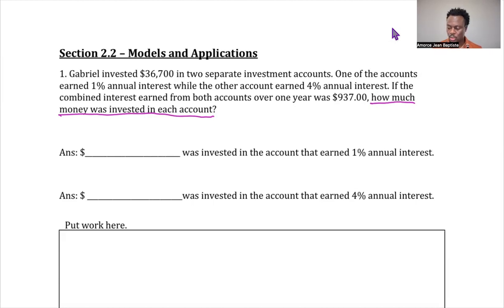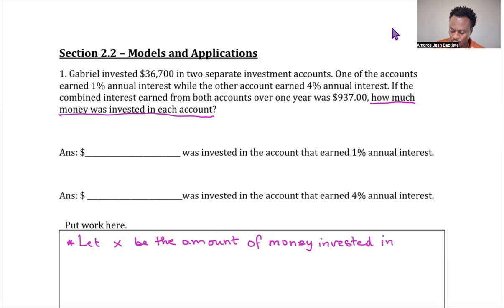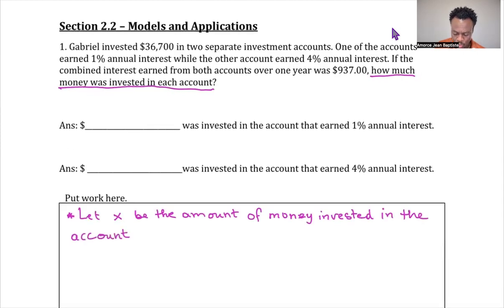So I'm going to call my variables X and Y, where I'm going to let X be the amount of money invested in the account earning 1% interest annually.